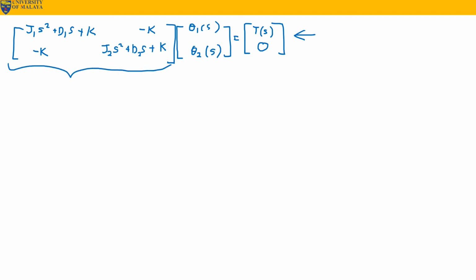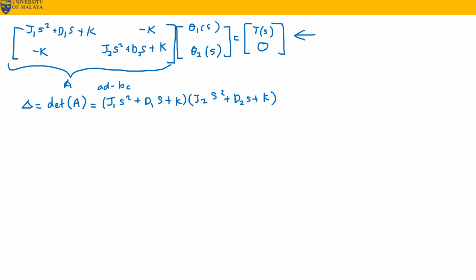To simplify, we denote the 2 by 2 matrix as the A matrix, and delta in this case is the determinant of matrix A. If you remember, finding the determinant is AD minus BC for matrix A. So for the sake of completeness, I'm going to write here J1 S squared plus D1 S plus K, multiplied with J2 S squared plus D2 S plus K, minus K squared. So that is our delta.